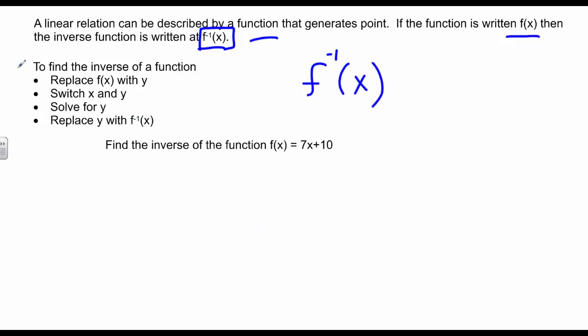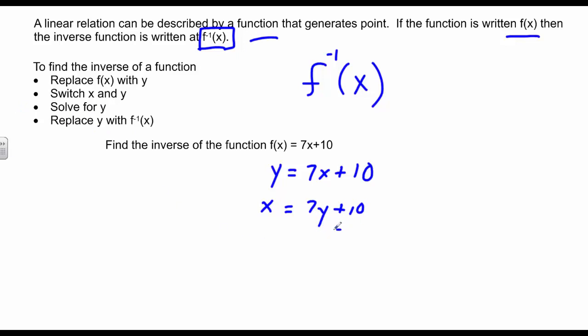And in order to find the inverse of a function, basically what we're going to want to do is replace the f(x) with a y. So in this problem here, I say y equals 7x plus 10. And like we did with our points, the next thing we're going to do is switch our x's and y's. So I make this x equals 7y plus 10. Then we're going to solve for y.